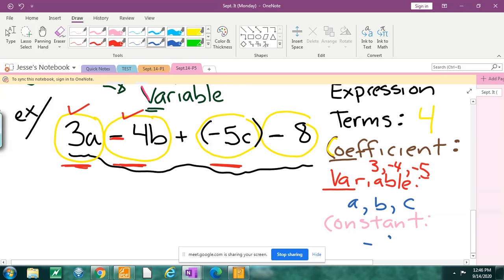-8. So that is your constant. Very good. And that's it. Kind of easy stuff, but a lot of kids don't know this. And you're like, wait, I get this. Yeah. But then this is going to help us when we do all the other stuff. That's why I wanted to do this. All right. So far, so good?